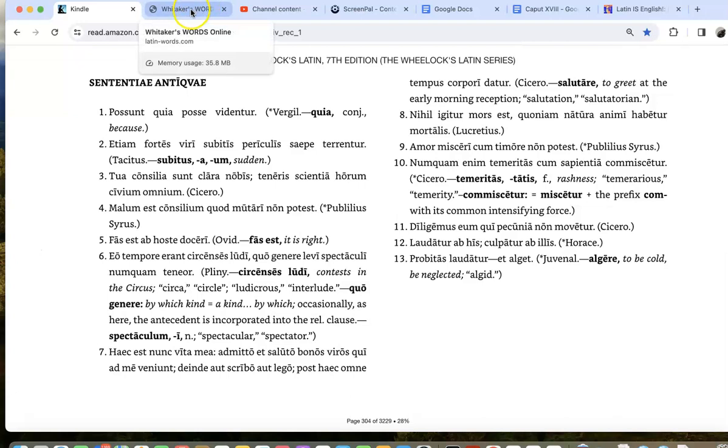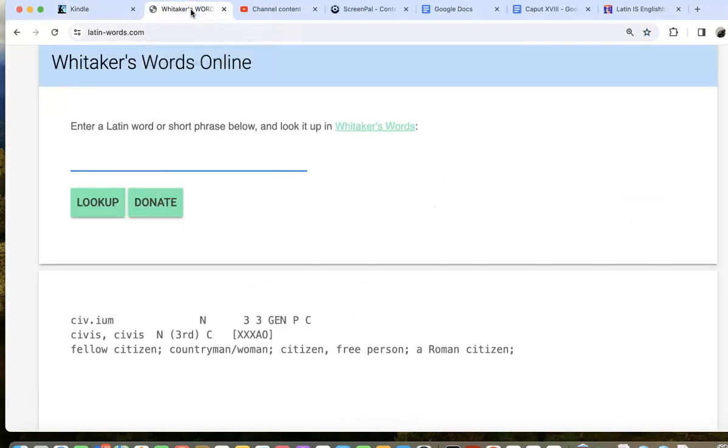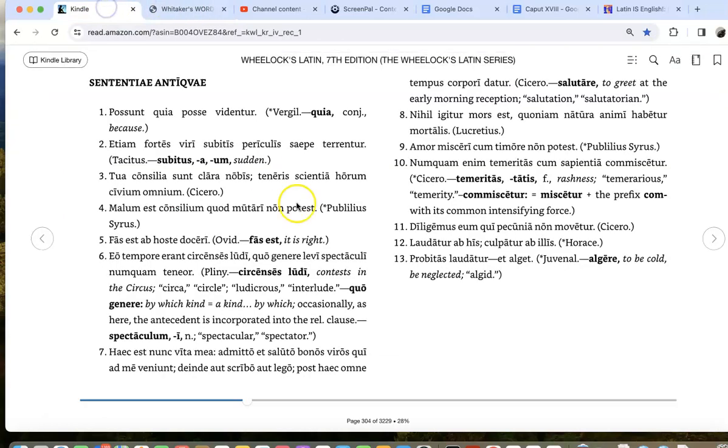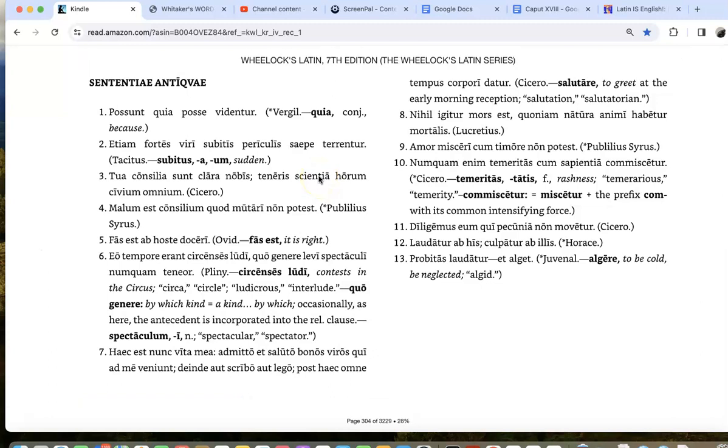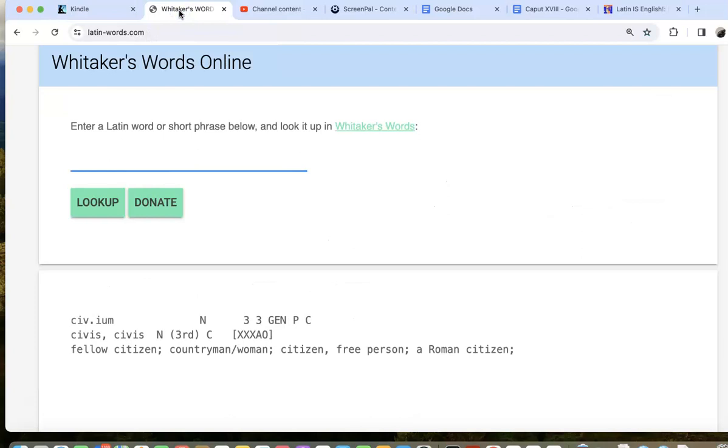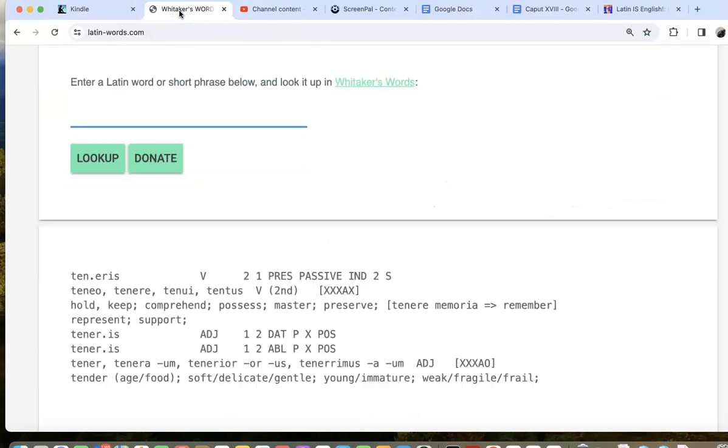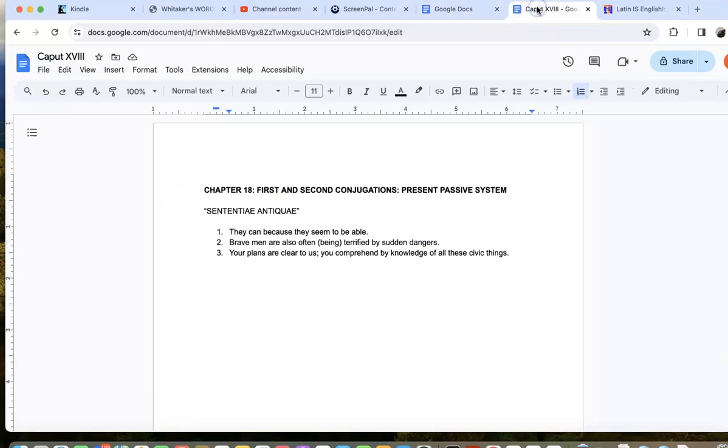Let's take a look at it one more time. Fellow citizens, Roman citizens, you hold, you comprehend, you keep by knowledge of all these civic things. Yeah, admittedly, this one is a little bit abstract, or maybe I need another cup of coffee. Probably do. It's early in the morning. You are being supported. Let's try that. That might actually work. Let me see if that works, and I'll try to explain what my revision is.